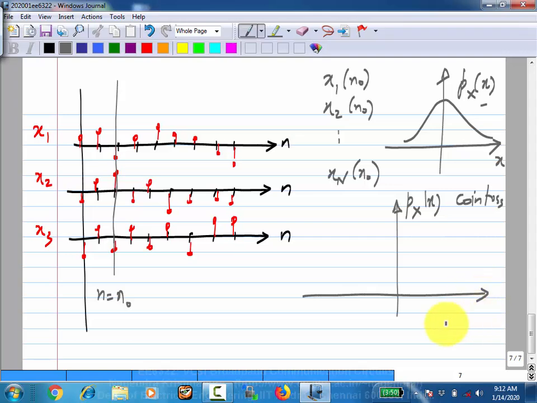And let's represent -1 as tails and +1 as heads, let's say. What will the probability density look like? Two Gaussians. Why?